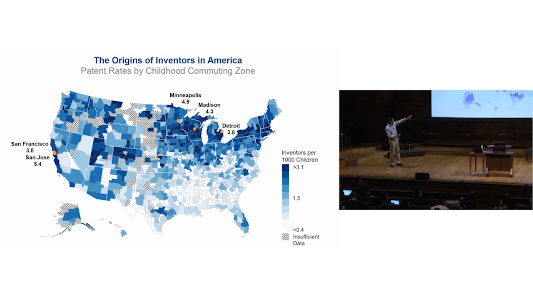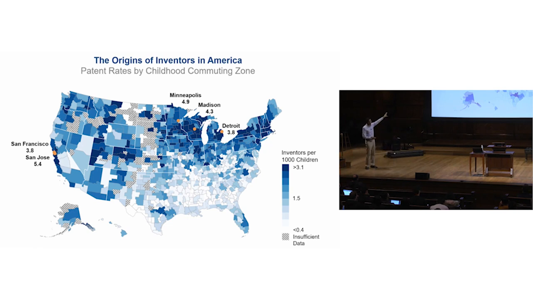You know, the Northeast and the West Coast generally have higher rates of innovation, kids who grow up to become inventors. The Southeast has lower rates of kids who grow up to become inventors. So there's some correlation with the upward mobility outcomes in general, but there are some pretty stark differences too. Let me give you a couple of examples.